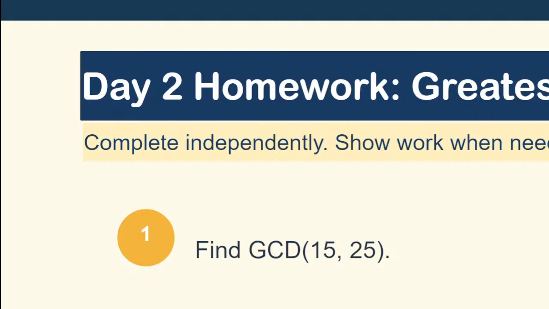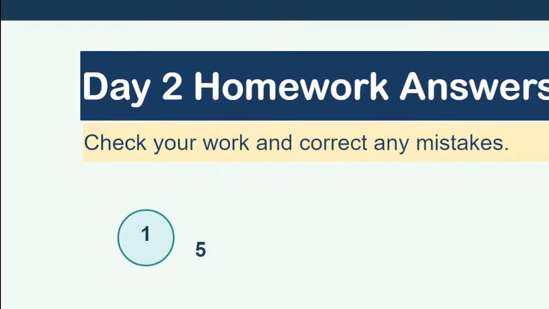Number 5, it does not say find the GCD. It's 20 pencils and 30 erasers are packed into identical sets. Greatest number. Number 6, a teacher has 36 apples and 40 oranges. Greatest number of beds. Answer keys on the next slide. Number 1 is 5, number 2 is 6, number 3 is 14, number 4 is 16, number 5 is 10 sets, and number 6 is 12 beds.